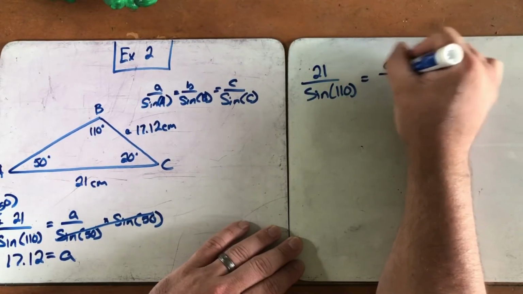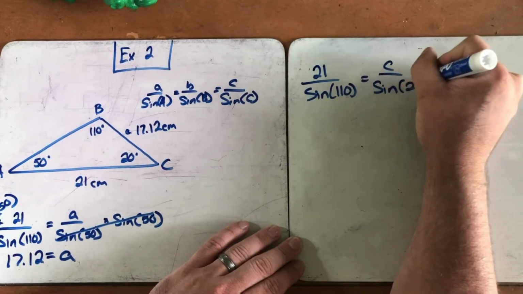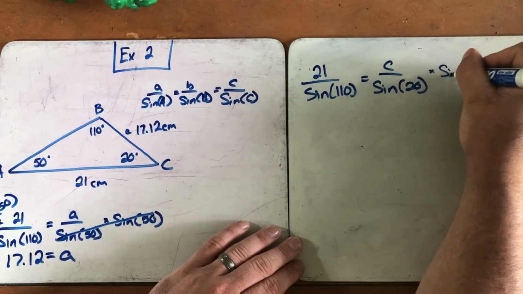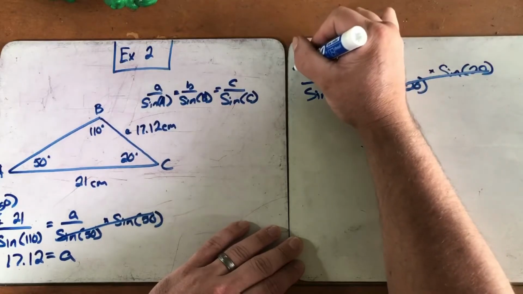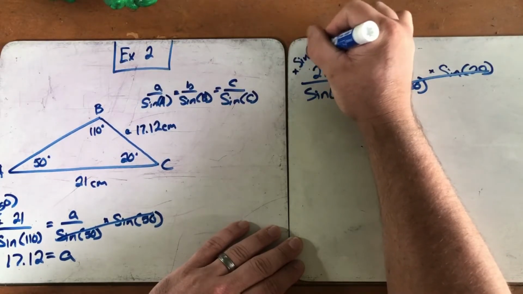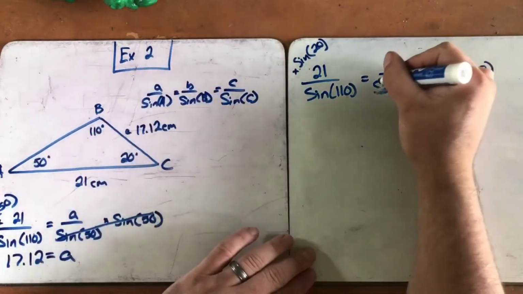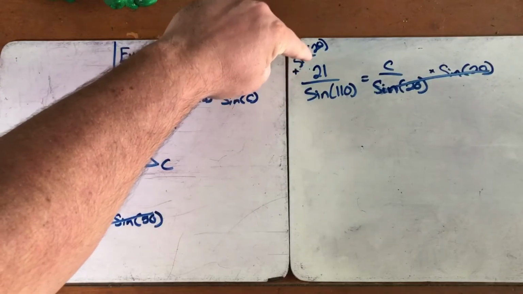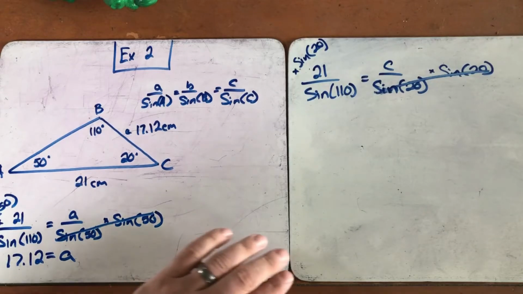equals side C over the sine of 20. So to find side C, I multiply both sides by the sine of 20 so that those cancel out, and I multiply this side by the sine of 20. So when I have the sine of 20 times 21 over the sine of 110, that ends up being 7.64.